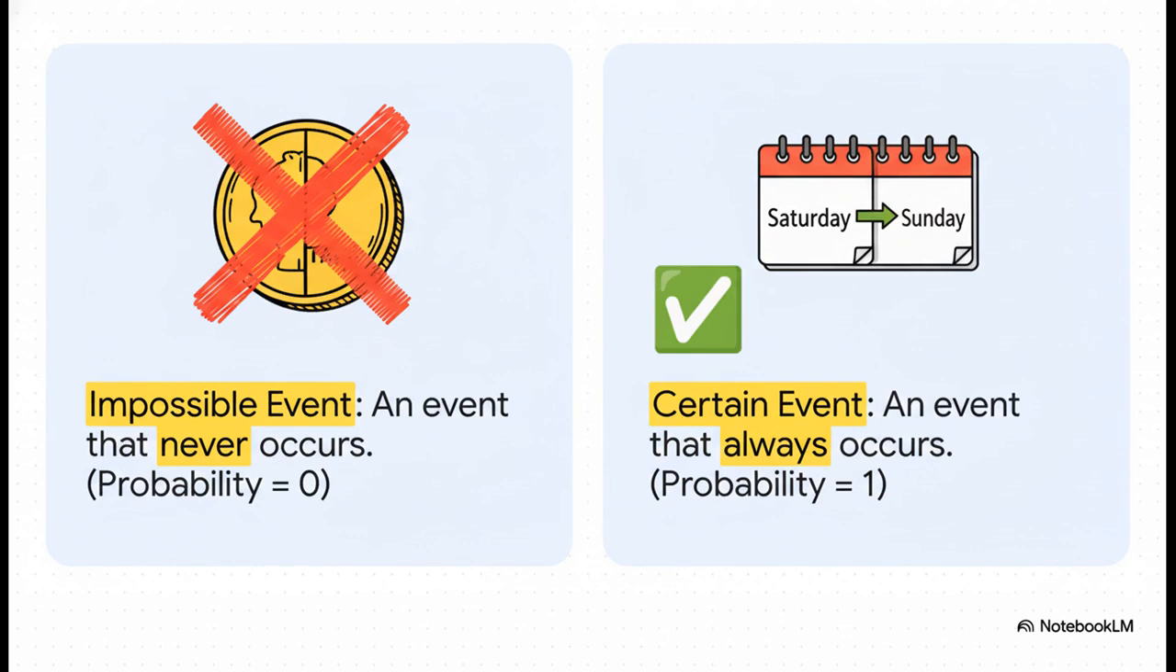So events exist on this spectrum. At one end, you've got an impossible event, something that can never happen, like getting both heads and tails on a single coin flip. Its probability, 0, nada. Then way over on the other end, you have a certain event, something that always happens, like tomorrow being Sunday if today is Saturday. Its probability is 1, 100%, and pretty much everything else falls somewhere in between.